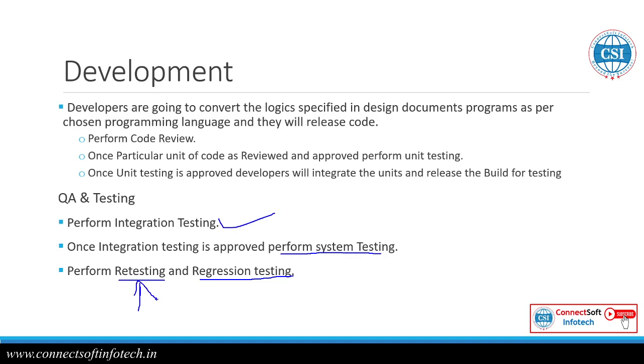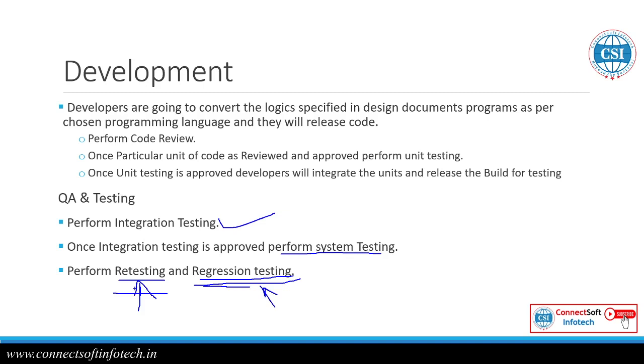Retesting: re-execute the same test case to check whether the bug is fixed or not. And regression testing means we check whether the bug is fixed, and that it should not impact the other functionality of the application. Regression testing means we check the impact of that bug fix on other areas. We are going to see everything in detail, so don't worry about this. What is retesting and what is regression?